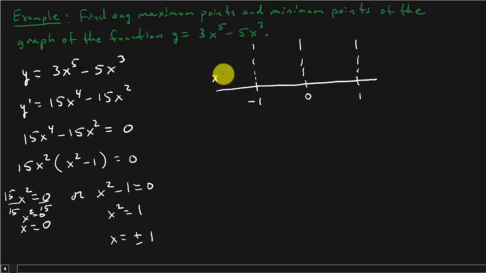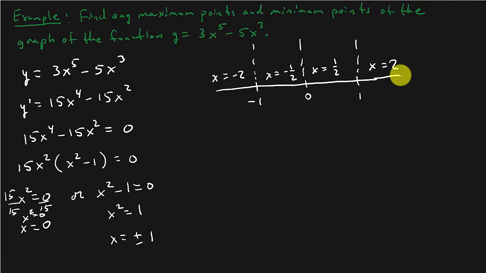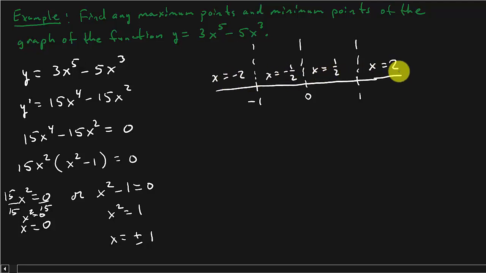All right, and we're going to choose a number from each region. And like I said, you can choose any numbers you want. And then what we're going to do is plug each of these into the derivative. And once again, you can plug it into here, or you can plug it into this one down here. It doesn't matter. So I've got y prime of negative 2. So I need to plug the negative 2 in.